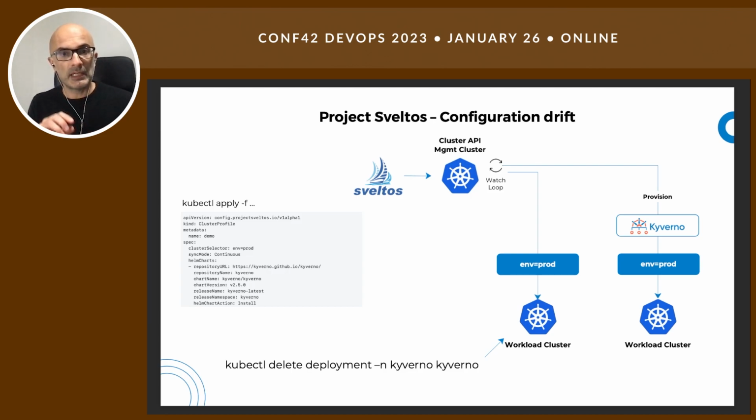So the agent running in this managed cluster immediately detects that there is a potential configuration drift, and it informs Sveltos running in the management cluster. As soon as Sveltos is informed, Sveltos reconciles back, and by reconciling back, Kyverno gets deployed back. When Kyverno gets deployed back, the state of the workload cluster goes back in sync with the expected state defined in the management cluster. And there is absolutely no admin intervention that is needed.